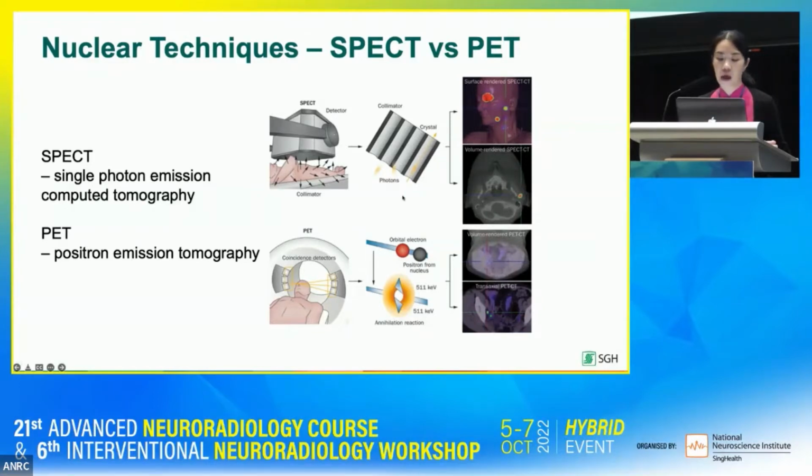hybrid machine. The other technique is PET, which stands for positron emission tomography. It depends on coincidence detectors, because when the positron is emitted, it will quickly annihilate with an electron and give out two 511 keV photons in opposite directions. By detecting these coincident photons, we can reconstruct the origin of the emission event. It's also usually done together with CT or MR, and we can fuse them together, like in this example.